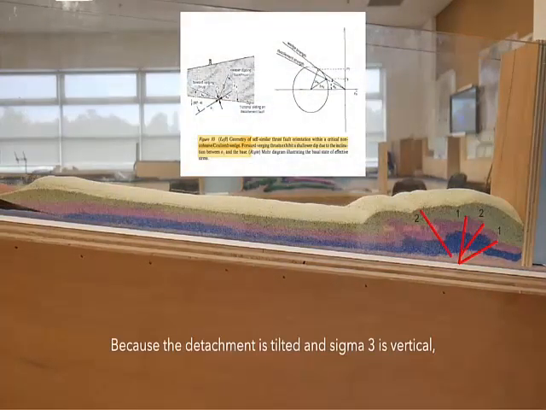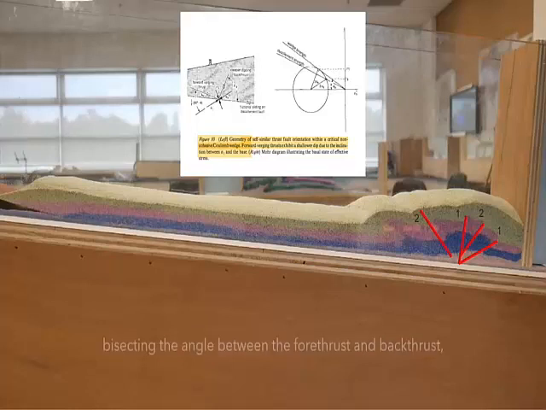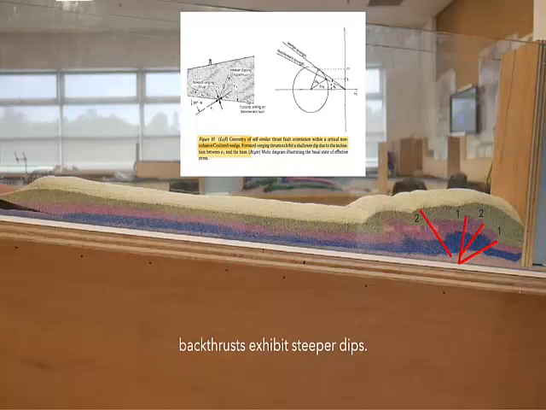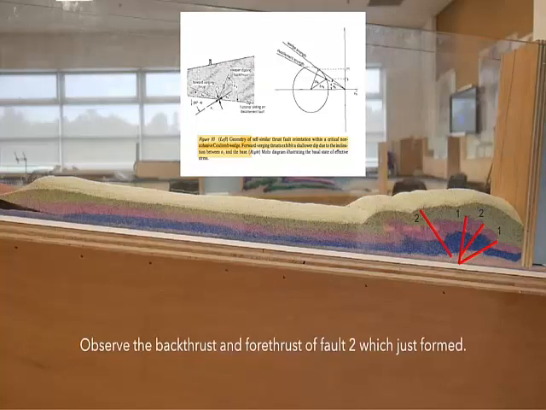Because the detachment is tilted and sigma 3 is vertical, bisecting the angle between the forethrust and backthrust, backthrusts exhibit steeper dips. Observe the backthrust and forethrust of fault 2 which just formed.